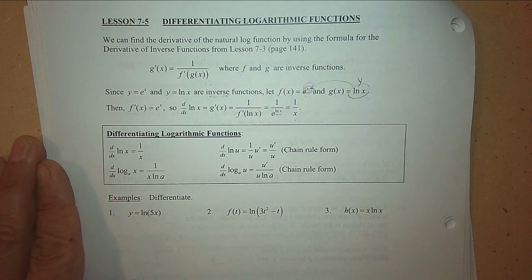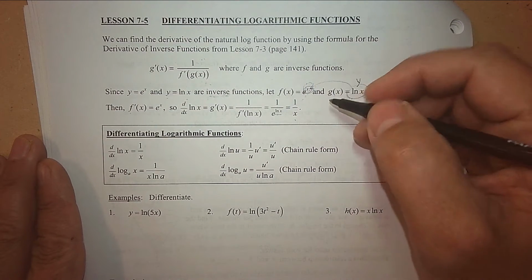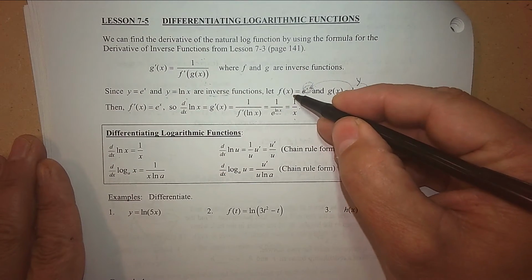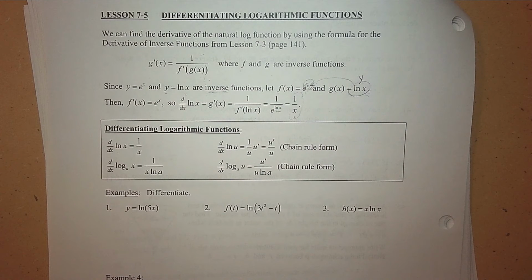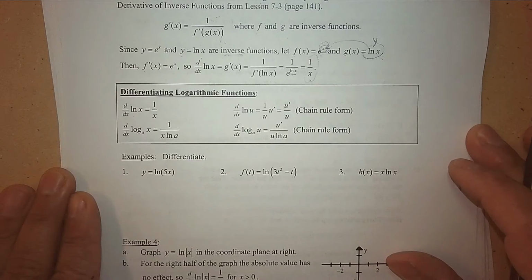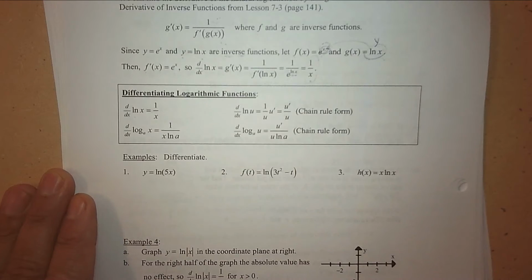So, in other words, when you take the derivative of ln x, it was a long journey to tell you the answer is 1 over x. But it was the connection of inverses in the derivative. So what's the derivative of ln x? And the answer is 1 over x.